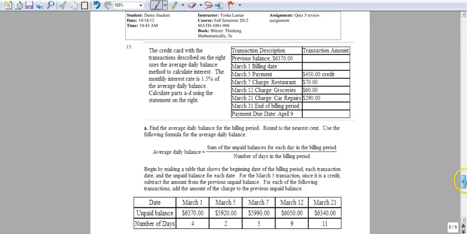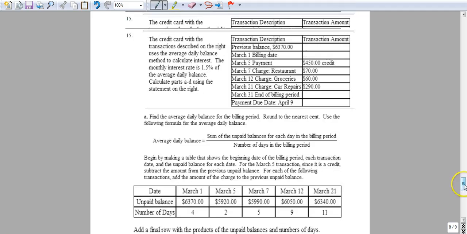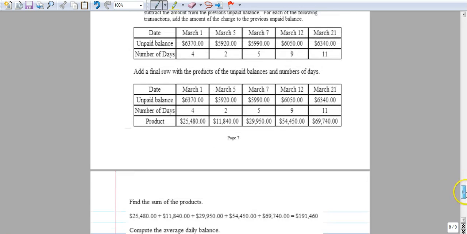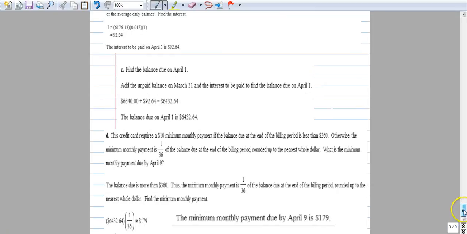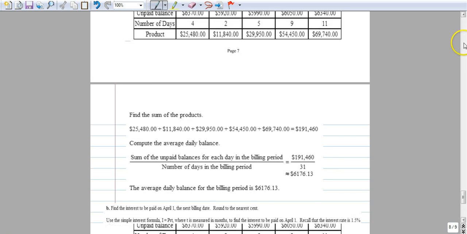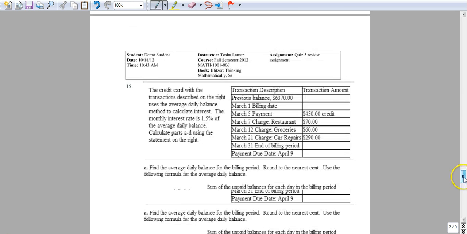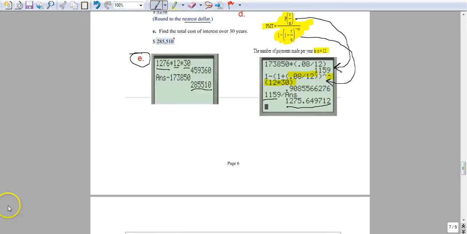Now, I'm not going to talk through number 15 just because I actually have everything typed up here. Every little detail is typed up in number 15. So if you have any questions about number 15, just shoot me an email because I've got every single detail typed up here. And remember, this is posted in the announcements, so just find it there and print it out and you can read over it. So good luck on your quiz, and I'll talk to you soon.